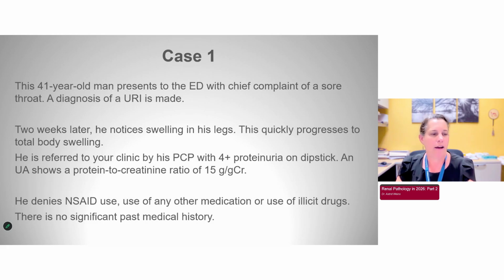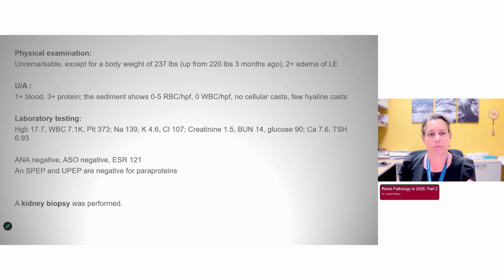In your office, the urinalysis shows a protein to creatinine ratio of 15 grams per gram creatinine, so incredibly high, in the nephrotic range. He denies NSAID use or any other medication, or use of any illicit drugs, and there's no significant past medical history other than this preceding upper respiratory tract infection. The physical examination is unremarkable except for the body weight, which is up from his baseline weight 3 months ago, and also significant edema of the lower extremities.